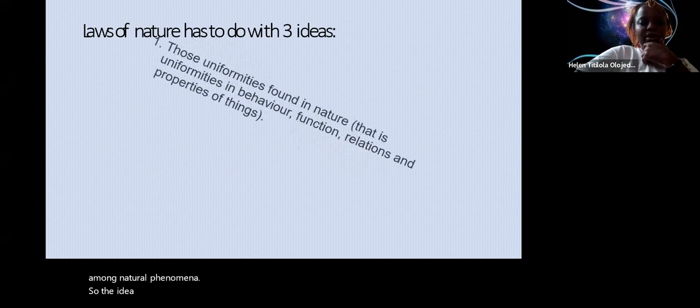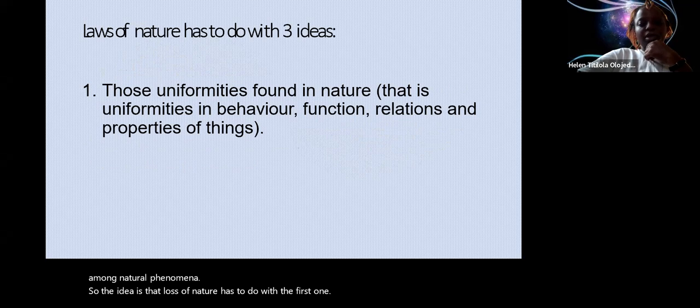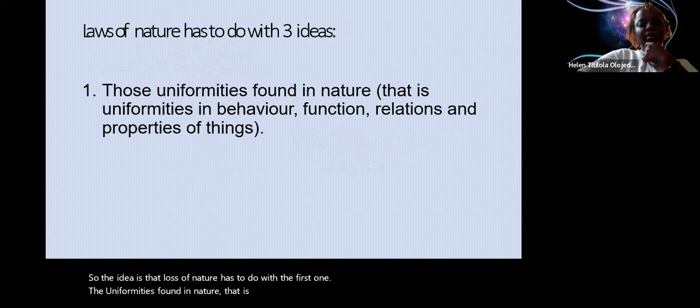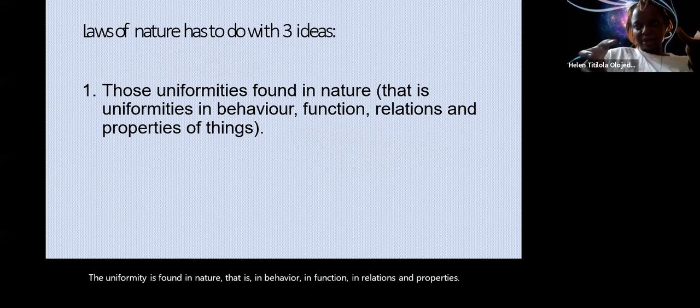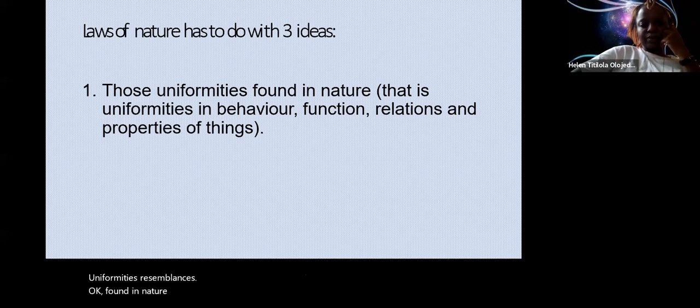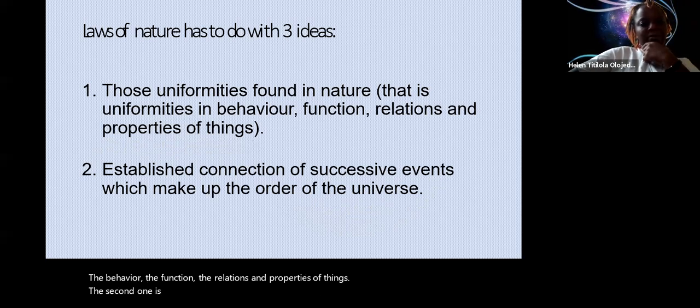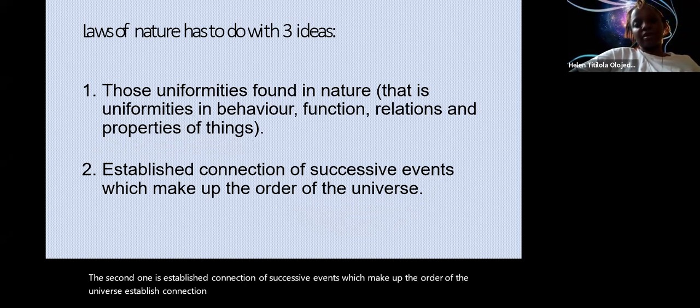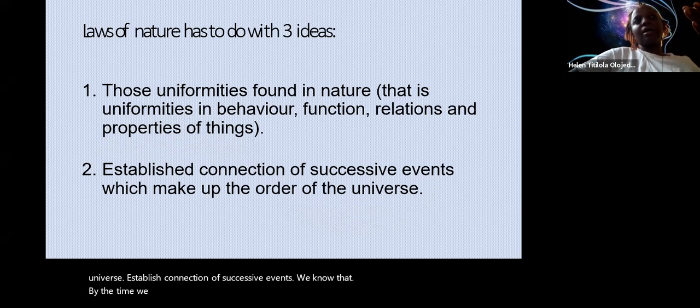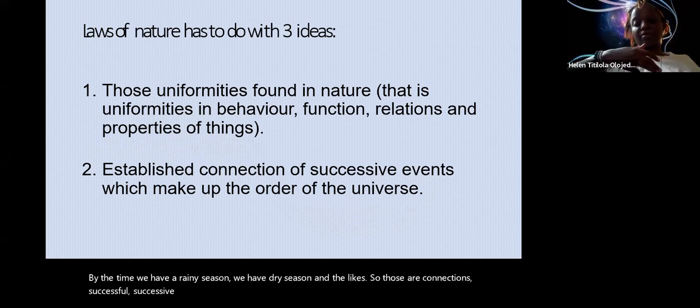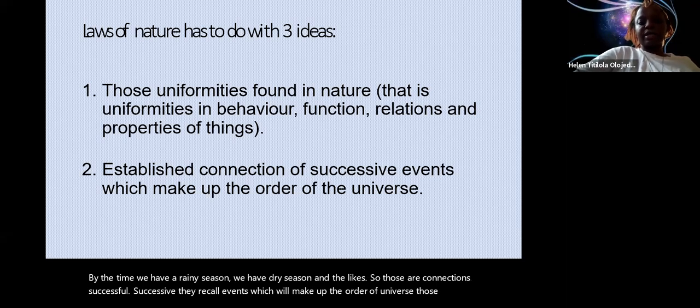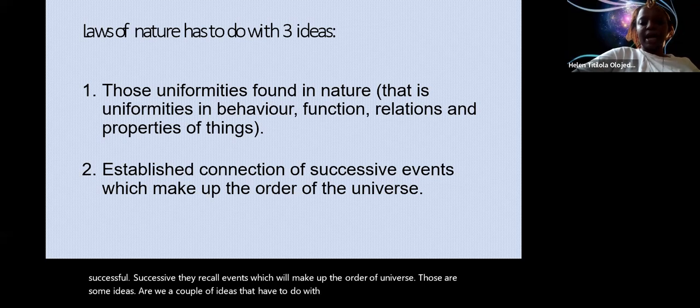So the ideas that laws of nature have to do with: the first one, the uniformities found in nature, that is, in behavior, in function, in relations, and properties. Uniformities, resemblances, okay, found in nature that border on the behavior, the function, the relations, and properties of things. The second one is established connection of successive events which make up the order of the universe. We know that by the time we have raining season, we have dry season and the likes. So those are connections, successive events which make up the order of the universe. Those are a couple of ideas that have to do with laws of nature.